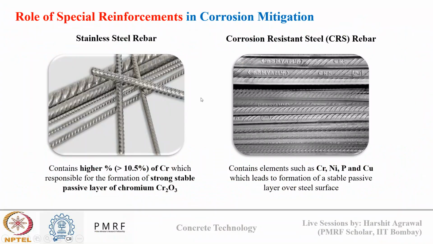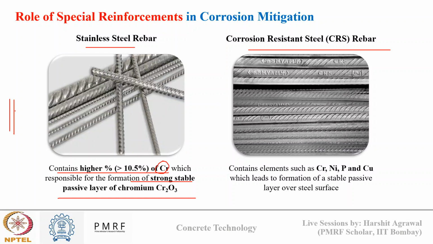Now, instead of coating over reinforcement, we have special alloyed reinforcement also, like stainless steel and corrosion resistant steel. In stainless steel, we have a higher proportion of chromium in the composition of steel, and chromium is responsible for making a strong and stable passive layer. When there is higher chromium content, the steel forms a chromium oxide layer over its surface, which is a very strong passive layer, and it doesn't break easily under the action of chloride ions.